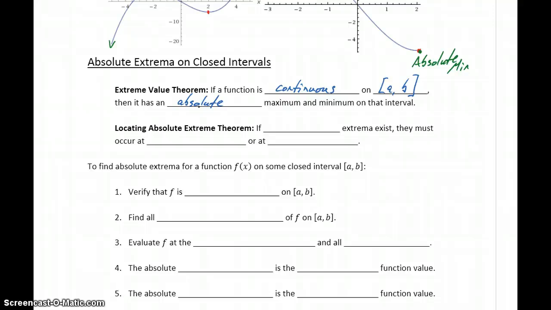Another theorem, which helps us locate where those extrema will occur, tells us that if absolute extrema occur, then they must occur at either critical values or at the endpoints for that closed interval. So essentially what we're going to do is find any critical values for the first derivative, identify our endpoints, which will be given to us, and then evaluate the function at all of those values.